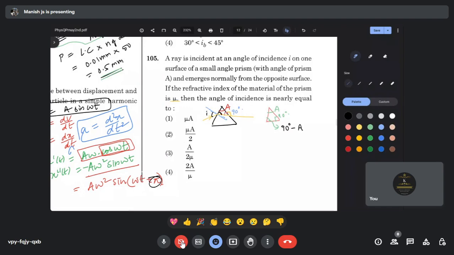That is what we get. So if the incident ray is emerging out normally from the other surface, what is your angle of emergence? It's going to be zero, isn't it? Hello, you guys are there? Yes sir, yes. So it will be zero. So for the angle of deviation, try to bring in that relationship for a small angle prism. How can we express the angle of deviation? Delta.